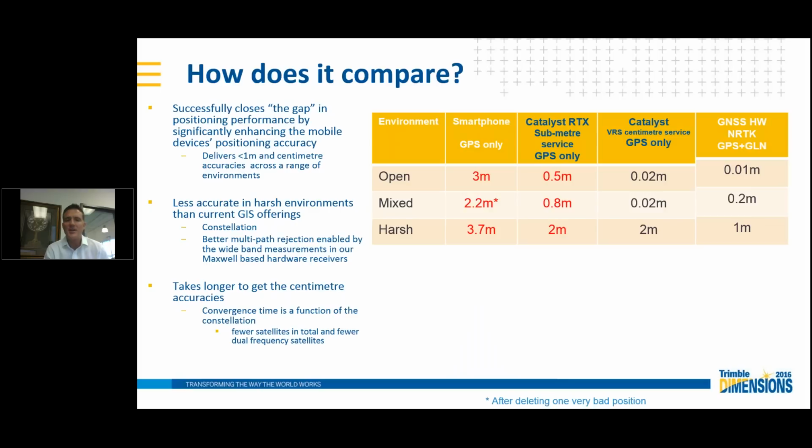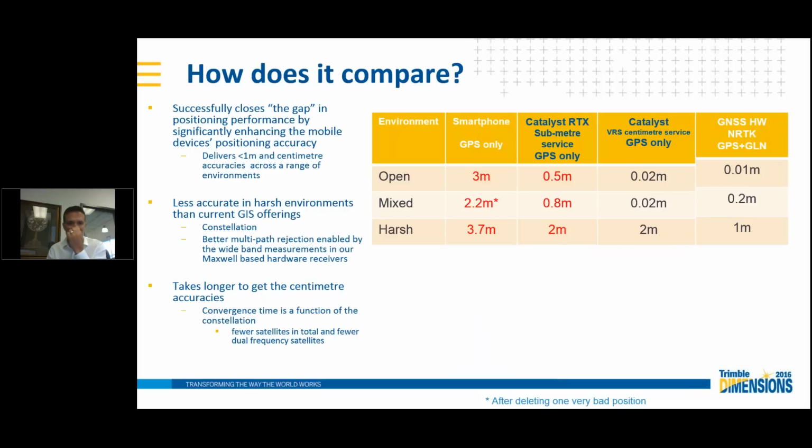So if we're talking about the first column there, it's the environment where we've got open, mixed, and harsh. The next one is smartphone GPS only. So your smartphone walking around outside is accurate to about 3 meters, 2.2 meters in a mixed sort of open sky and little light canopy environment, and you know, closer to probably 4 or 5 meters in harsh environments.